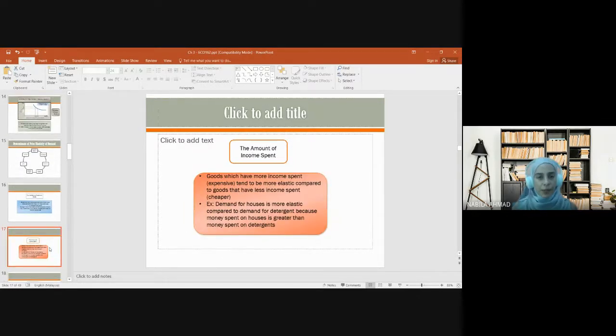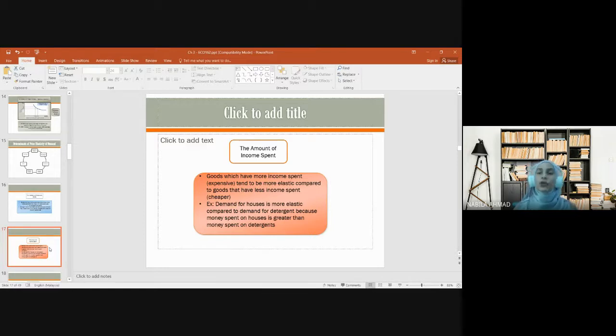The amount of income spend. Jadi setiap bulan kita akan spend our income sama ada untuk beli barang-barang necessity, barang yang murah. So kalau barang necessity ni kita kata less income spend every month. Tapi kalau barang-barang macam normal, macam rumah, kereta, kita kata more income spend atau expensive. Yeah. Selalunya kalau less income spend every month, kita punya demand untuk barang tersebut selalunya inelastic, tidak kisah sangat dengan harga. Tetapi kalau barang itu expensive, more income spend, jadi kita punya sensitivity tu agak tinggi.